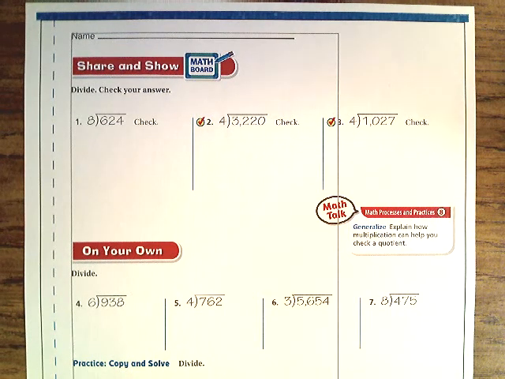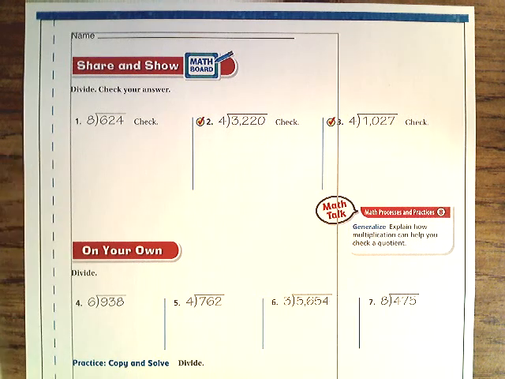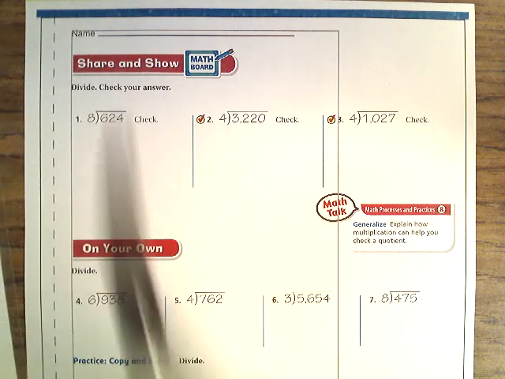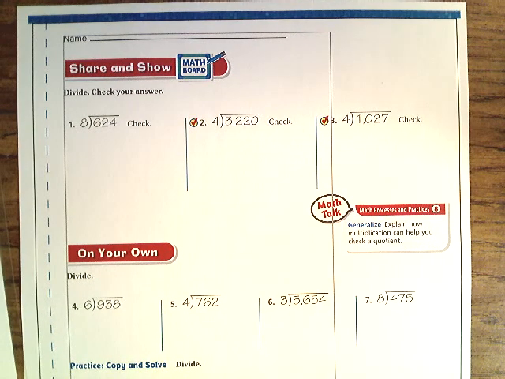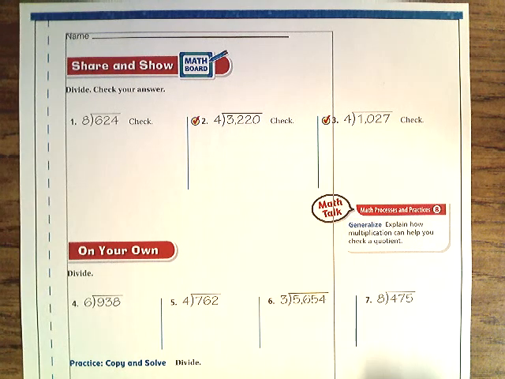So we're going to be working through some of these problems together, and I want to start with number 1. And it tells us to divide, then to check our answer. Check your answer, okay? So I'm going to rewrite this problem on my whiteboard. I would advise you to do so as well so you have plenty of room to work. So we have 624 divided by 8.